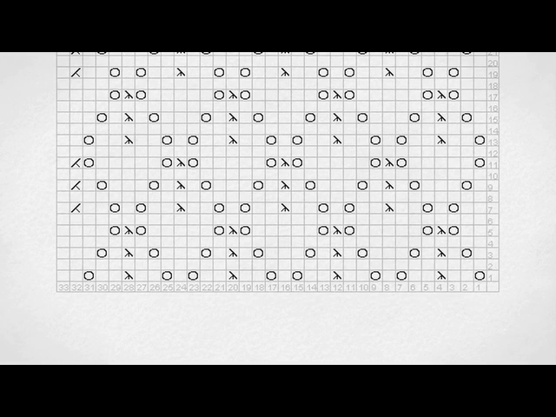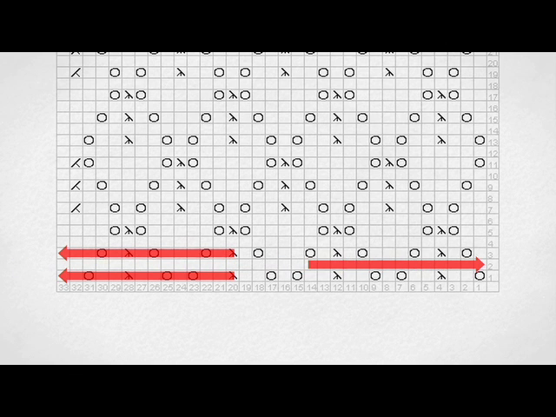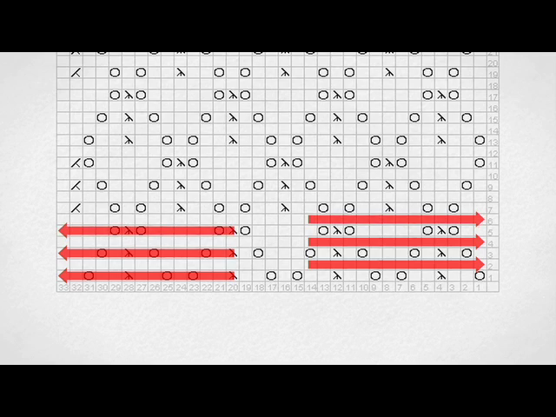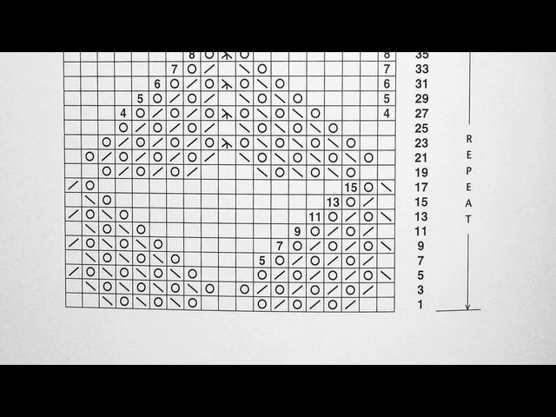When reading a chart, start from the bottom and begin with row 1. Read the symbols from right to left. Each box in the chart represents a stitch. Read row 2 from left to right. Continue to the end of the chart, reading odd rows right to left and even rows left to right. Some charts only include the odd number rows and state knit or purl all even rows.